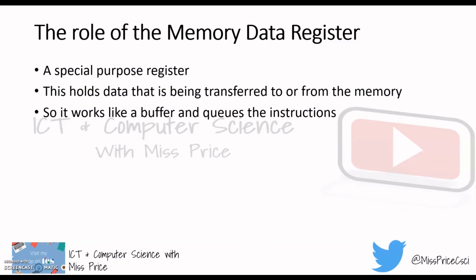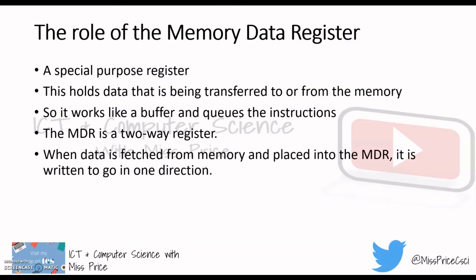So it queues the instructions. Maybe think about it like this. There's a lot of people standing at the bus stop and a bus comes along and some people get on that bus, but some people don't because that's not the right bus for them. So they wait and then another bus comes along and then they get on the bus. So it's basically queues the instructions. And it's a two-way register because some data may go from there to the memory and then some data to the CPU.